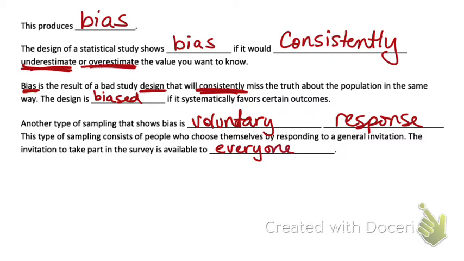So here's an example. I want to take a survey at McKinney Boyd High School about cafeteria food. I put a survey in your Canvas homepage. Everybody has access to it. It says, survey about cafeteria food. Who's going to click on the survey? People who want to talk about it. Maybe no one. People who don't like the food and they want to give their opinion about it.